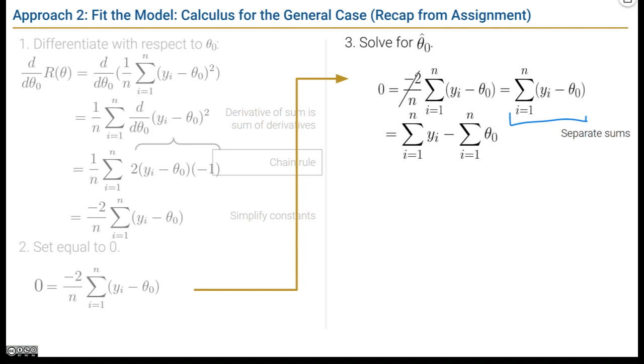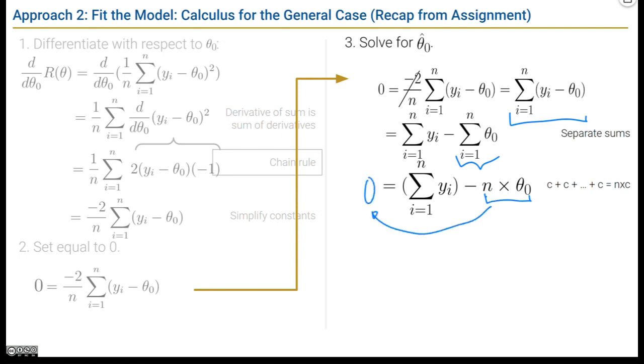I can separate out the sums and then simplify. And notice a repeated sum of a constant ends up just being n times that constant. So now I have this whole thing equal to 0. Let's move this to the other side. And then we will simplify by solving for theta naught. So I'm going to divide both sides by n.